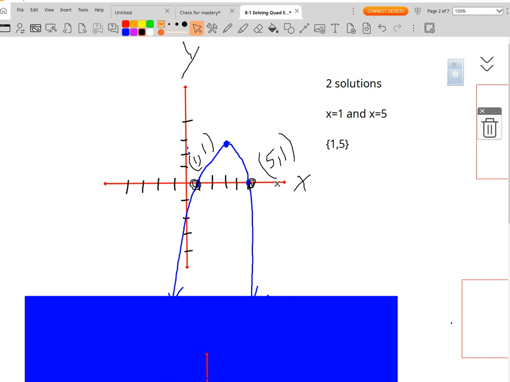Oh, that's not 1, 1. What is it? 1, 0. Senior moment.